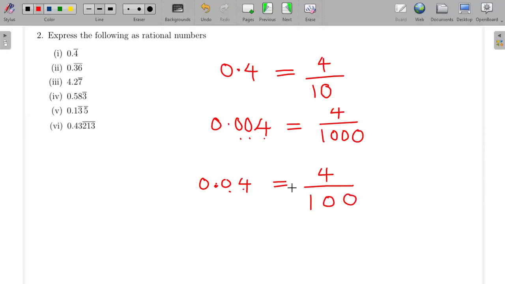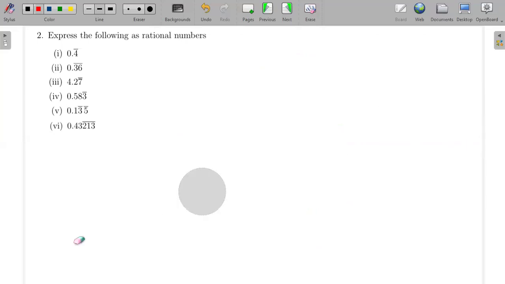So this is how easily we can change terminating decimals into fractions, just by using whatever I was explaining here. Now, if the numbers have a bar like this, this method cannot work. We have to develop another method that we'll be using in order to convert such numbers with a bar into fractions. So that's what we are going to be looking at in this question.